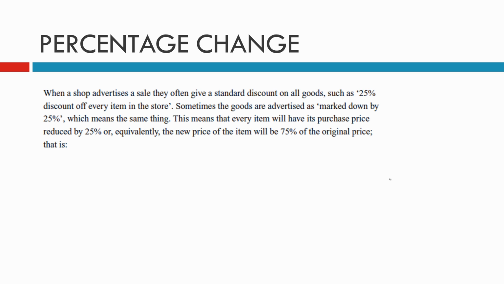Okay, percentage change. Now, when a shop advertises a sale, they often give a discount on all goods, such as 25% discount off every item in the store. You see that most of the time in the shops, up to 70% off and whatever. Sometimes the goods are advertised as marked down by 25%, which means the same thing. That means that every item will have its purchase price reduced by 25%, or equivalently, the new price of the item will be 75% of the original price. So, what does this mean and how does it work?